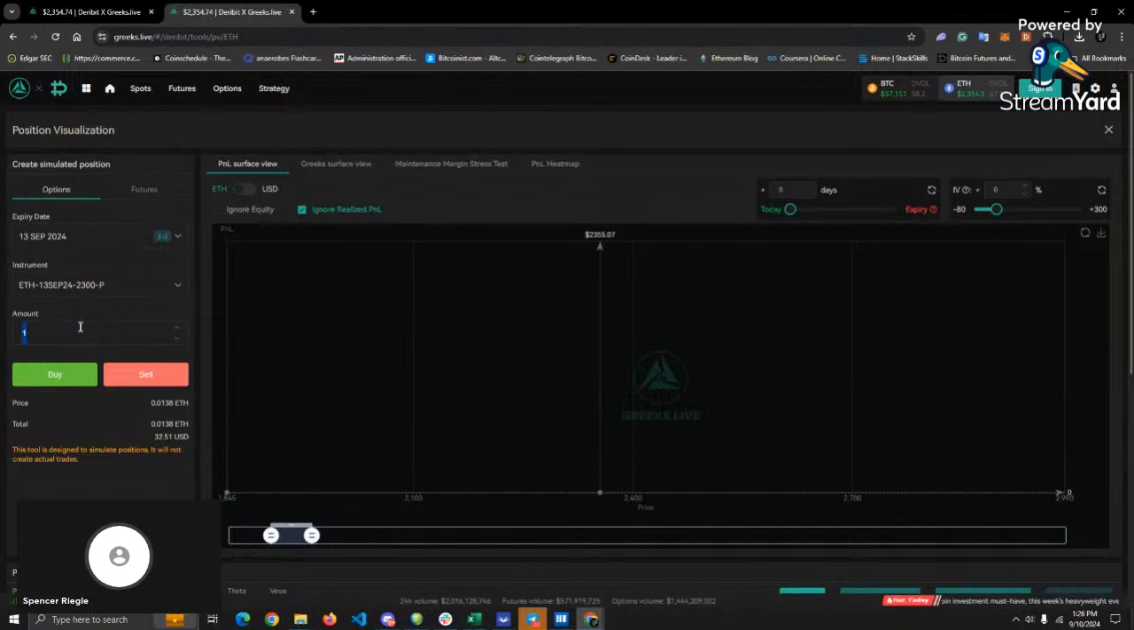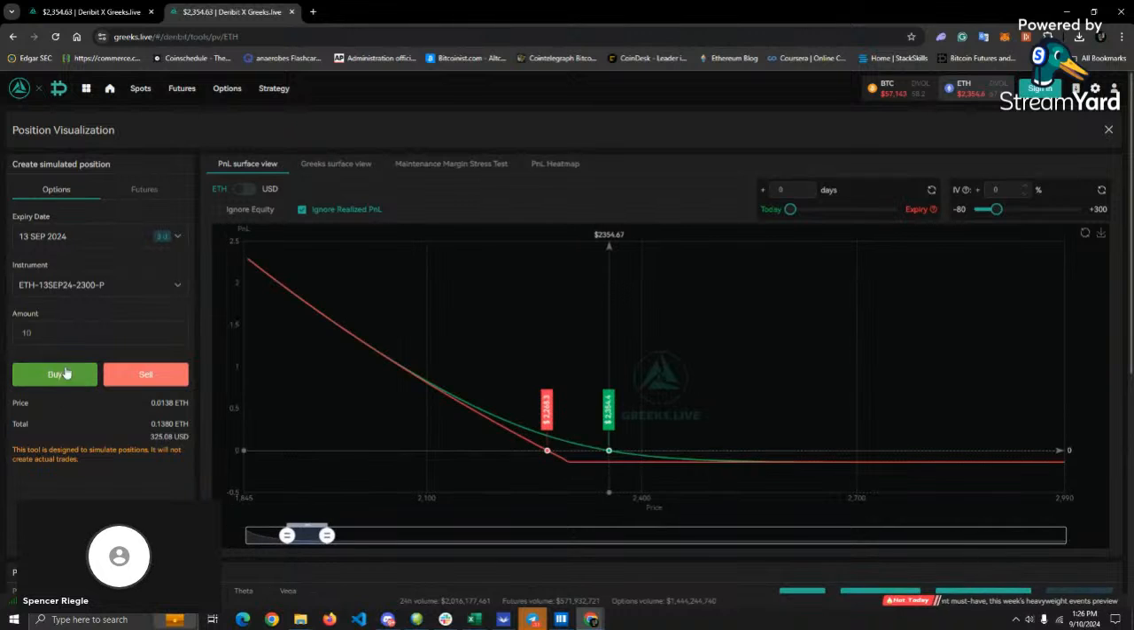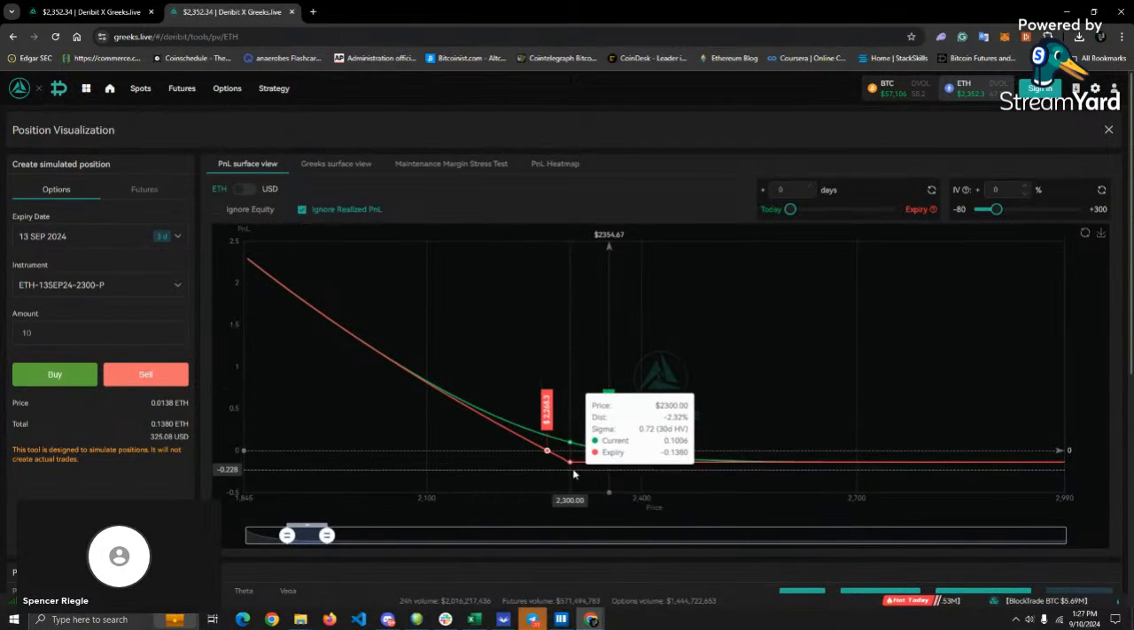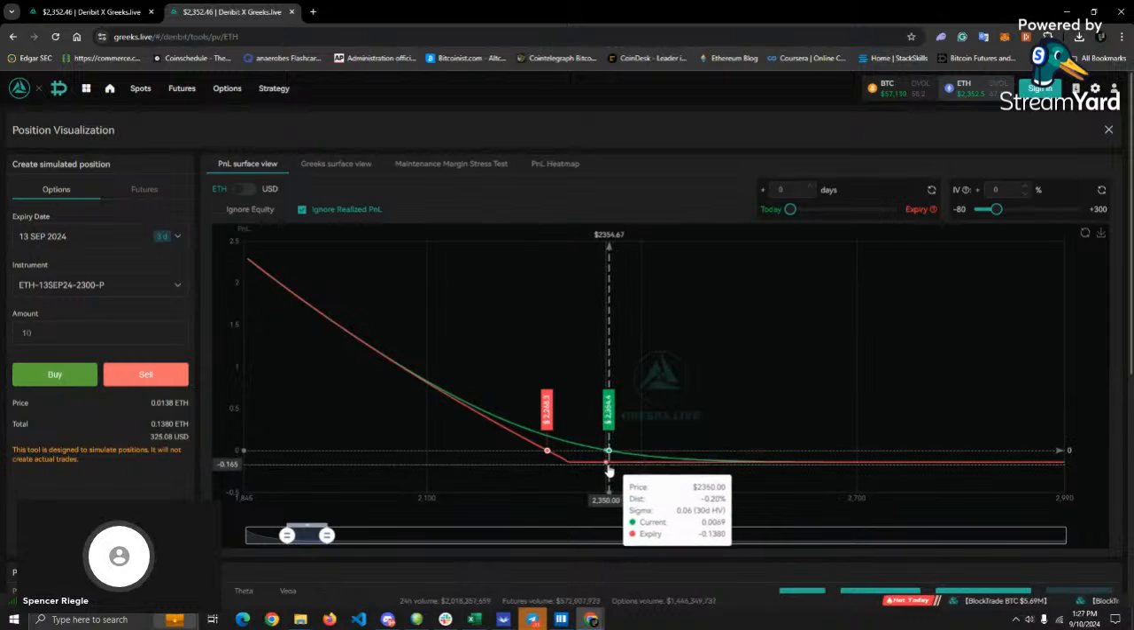We'll come out here and let's say you want to buy 10 of them, right? You'll notice that this red line is at expiry, as we talk about each week. The green line is your P&L here and now today. The reason it's not just that hockey stick that most people are used to looking at is because there's still extrinsic value on these options, right?